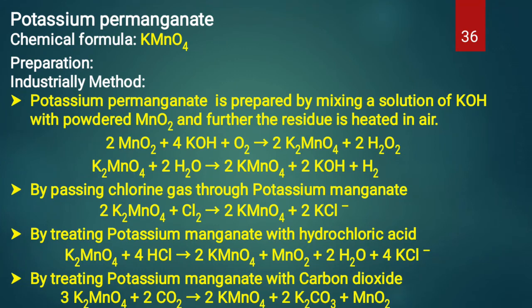It may also be formed by treating potassium manganate with hydrochloric acid. Potassium manganate reacts with hydrochloric acid to form potassium permanganate as well as manganese oxide, water and potassium chloride. Potassium permanganate can also be formed by treating potassium manganate with carbon dioxide. Potassium manganate reacts with carbon dioxide to form potassium permanganate, potassium carbonate and manganese oxide.